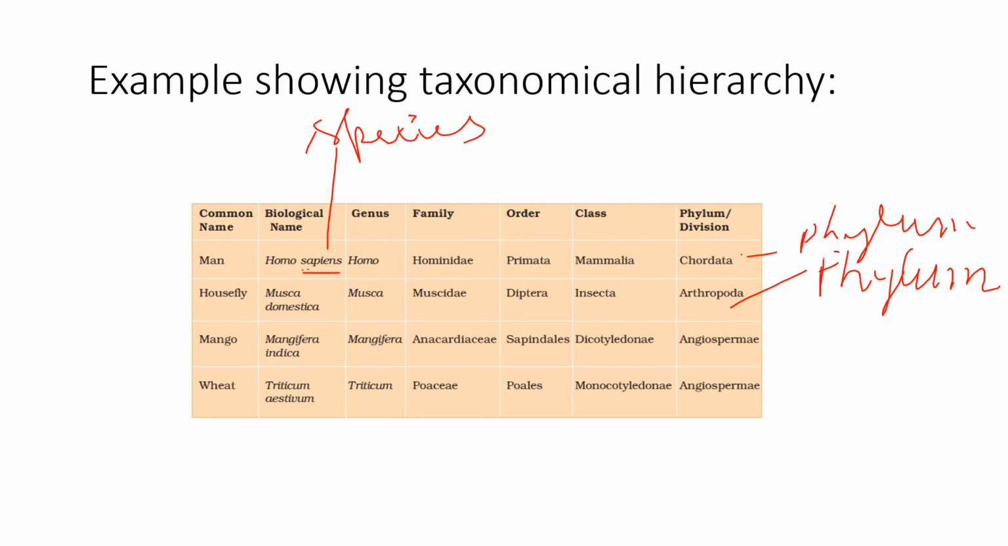Similarly, in case of mango, scientific name Mangifera indica, in which the species name is indica. Genus is Mangifera, family Anacardiaceae, order Sapindales, class Dicotyledonae. Division is Angiospermae.